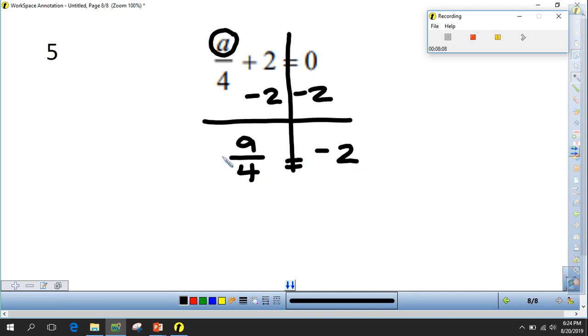A over 4 means a divided by 4, so to undo division, I multiply. If I do it on one side, I do it to the other. These 4's cancel out, leaving me an a is equal to a negative times a positive is a negative. 2 times 4 is 8.